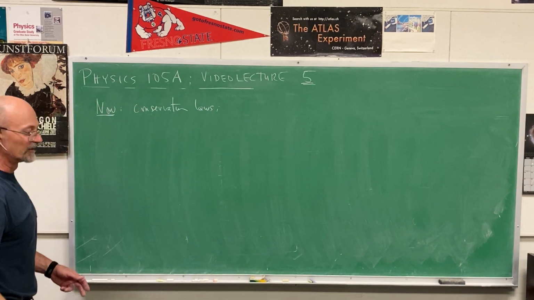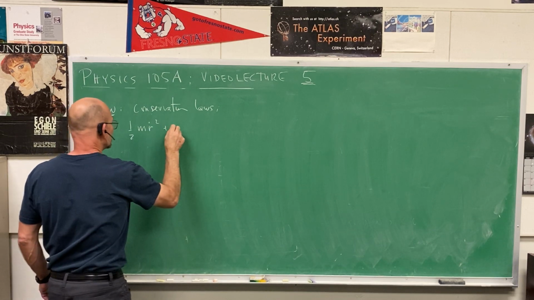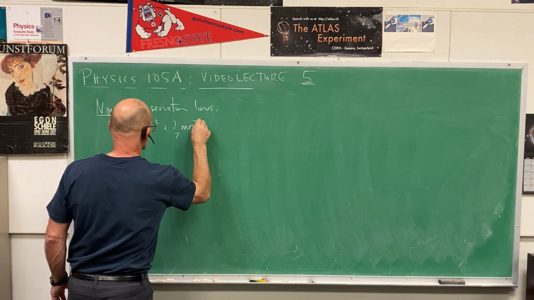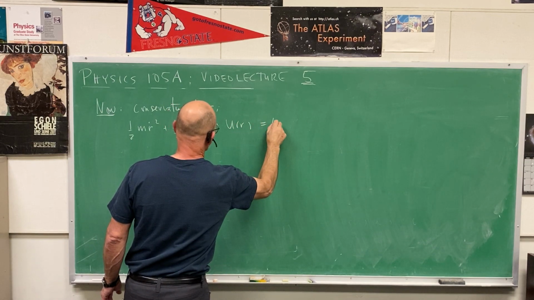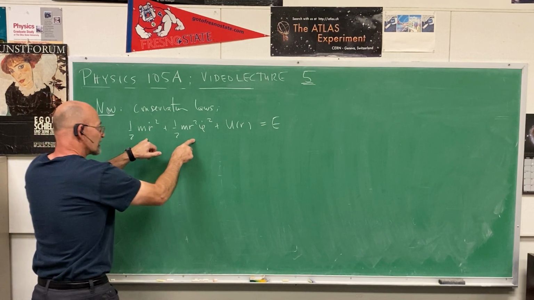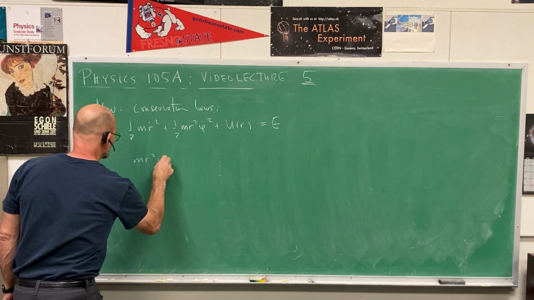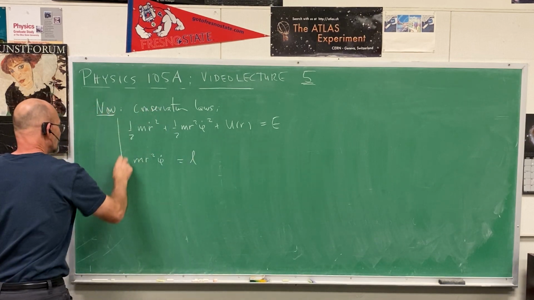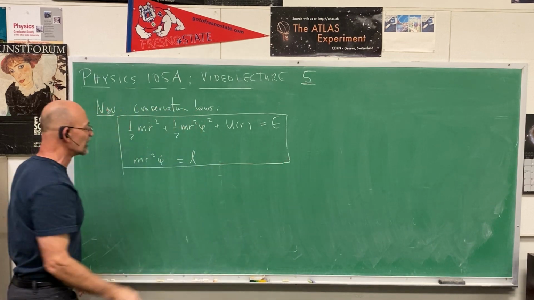In plane polar coordinates, we have 1/2 m r dot squared plus 1/2 m r squared phi dot squared plus U of r equals E. So these are the two from the kinetic energy in plane polar coordinates, potential equals energy, and we have m r squared phi dot equals L. Good. So those were the coupled differential equations I left us with last time.